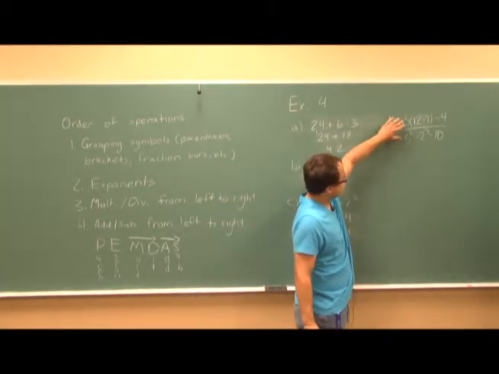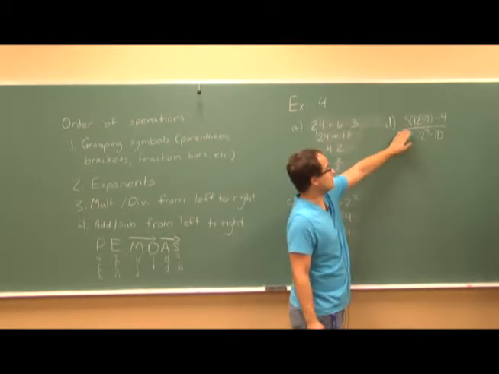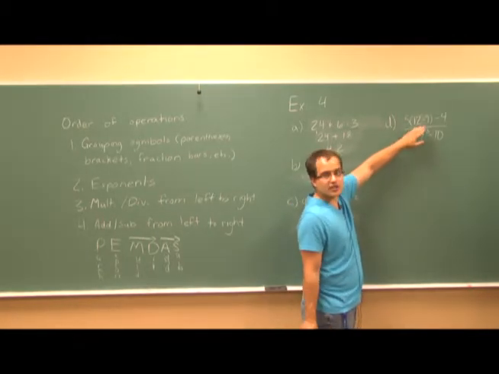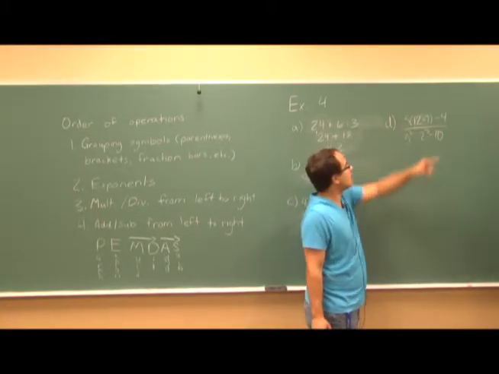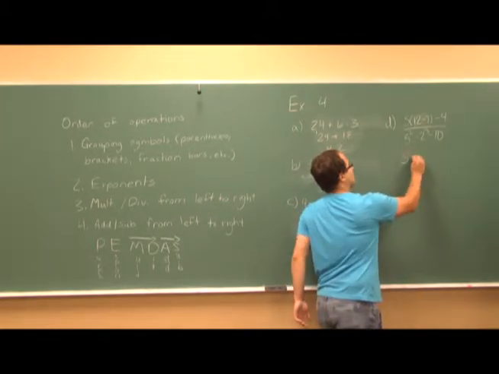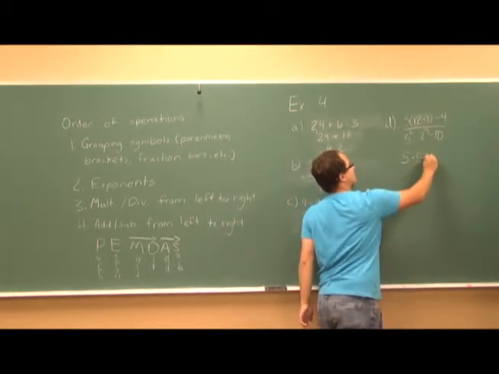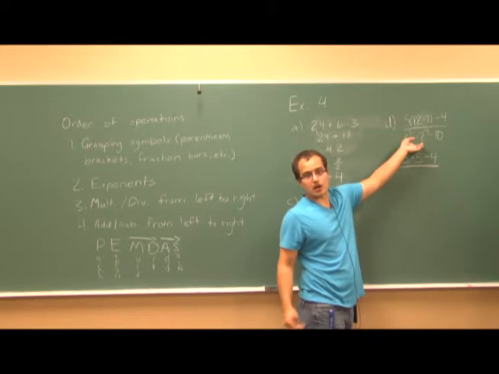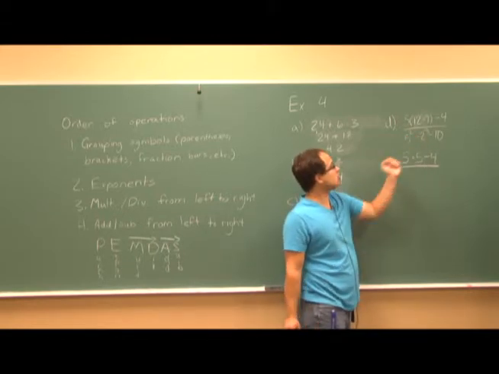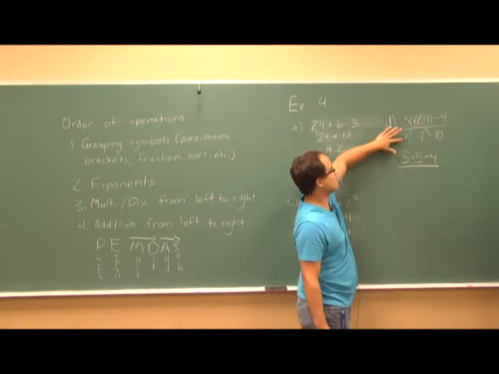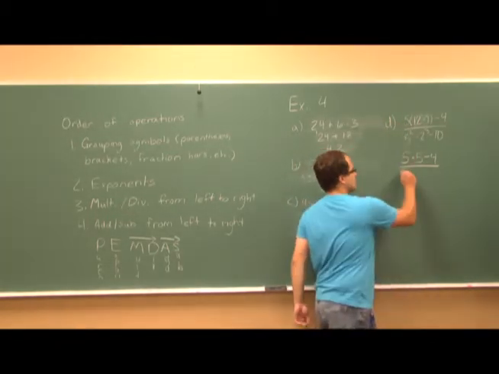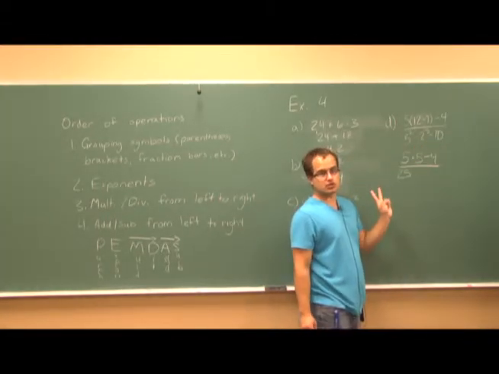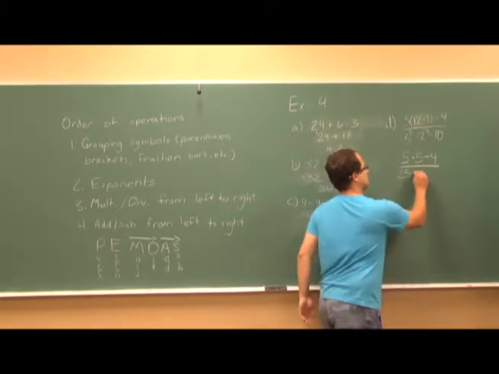Now for part D, we do have a grouping division bar. So that means I have to do the numerator first, then the denominator. So in the numerator, are there any grouping symbols? Yes. The parentheses, 12 minus 7. So that leaves me with 5 times 5 minus 4. Now I'm going to do the denominator. Are there any grouping symbols? No, but there are 2 exponents. So let's do those. 5 to the second power is 5 times 5, which is 25. 2 to the third power is 2 times 2, which is 4, times 2, which is 8.